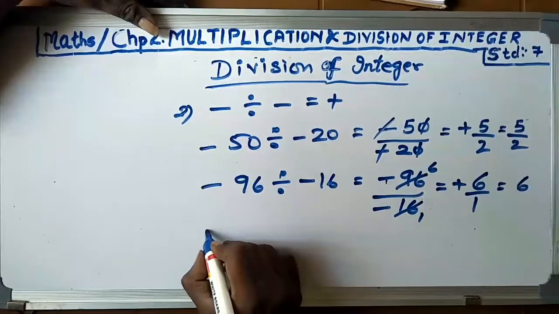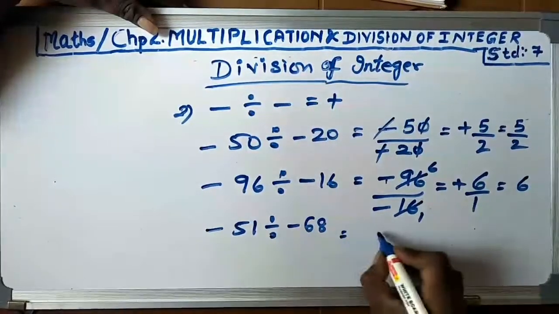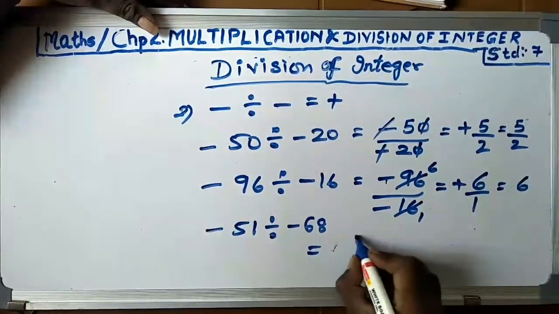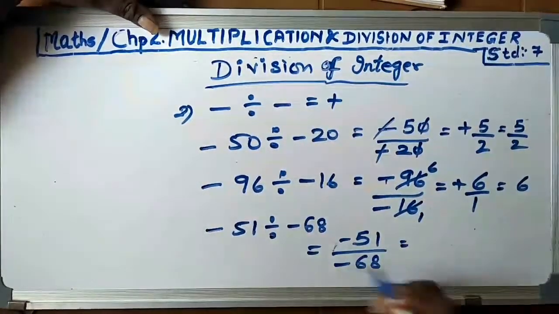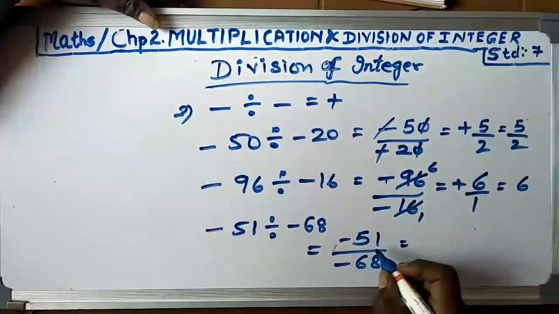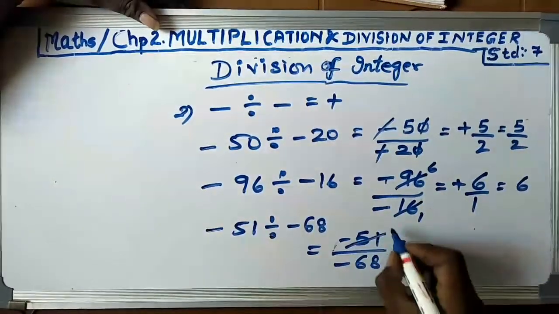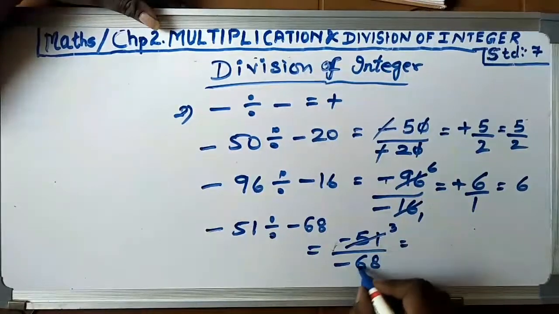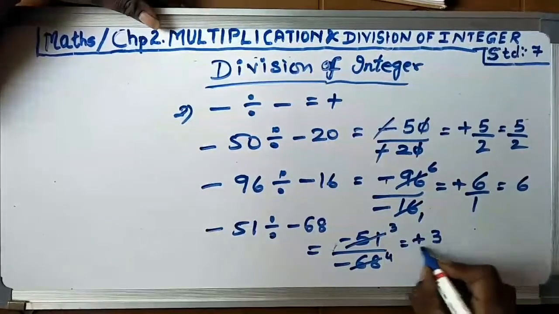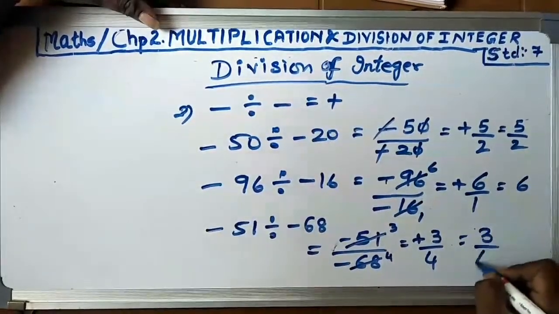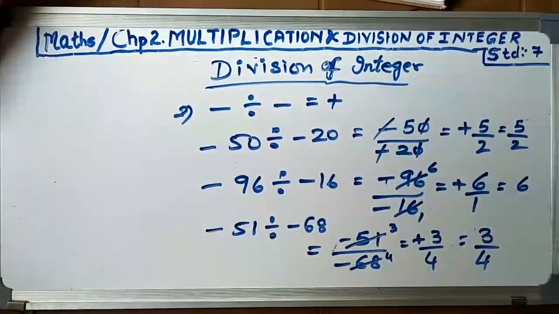Next, minus 51 divided by minus 68. So I'll write down minus 51 upon minus 68. Minus minus cancels each other. So which table does it go in? Commonly it goes in the 17 table. Here 17 threes are 51, 17 fours are 68. So the answer is plus 3 upon 4. We write 3 upon 4.